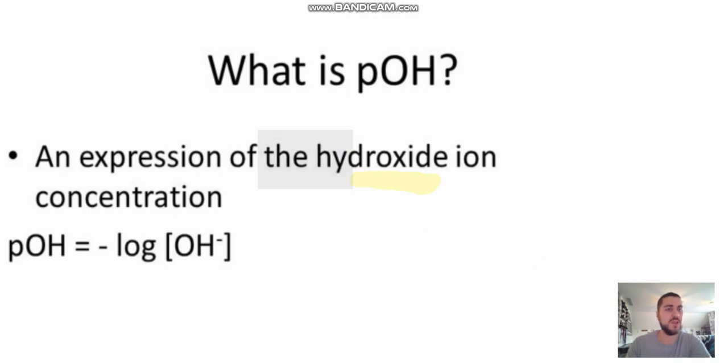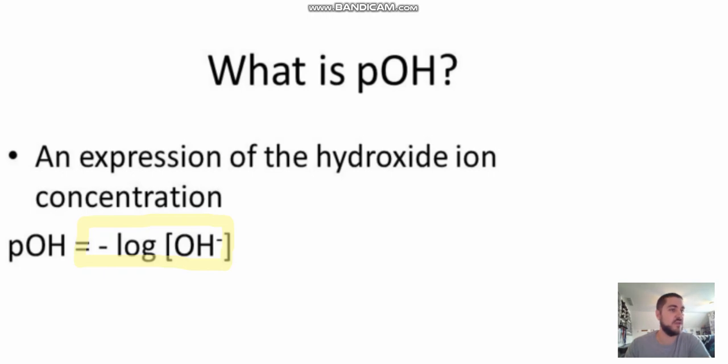So pOH is almost identical to pH, except it's the negative logarithm of the hydroxide ion concentration. So the formula almost looks identical, except in the brackets here, I've got OH minus. So how do you calculate it? Again, all you have to do is take the negative logarithm of the hydroxide ion concentration. If you're given this value, you simply plug it into your calculator. If you're not given this value, you might have to do some extra steps to get it.